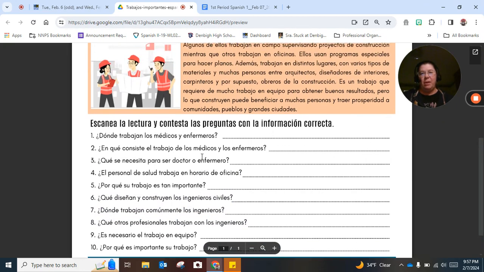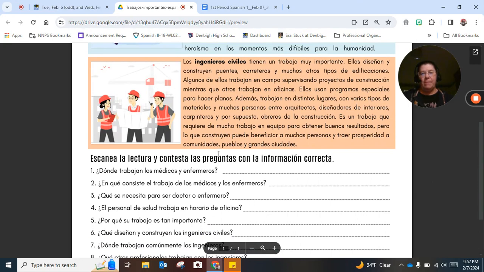So let's go up here. Can you find it? Oh, look at this. Ellos diseñan y construyen. It's the same thing, so that works in there. Well, let's see what they diseñan y construyen. Puentes, carreteras, muchos otros tipos de edificaciones.